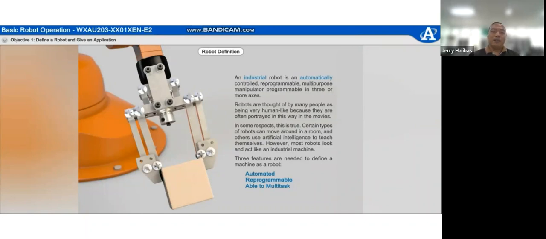Robots are thought of by many people as being very human-like because they are often portrayed that way in the movies. Some robots move around in a room, such as a robot vacuum cleaner, which is simple. Some use artificial intelligence to teach themselves, which is advanced. Let's focus on the industrial machine. There are 3 features needed to define a machine as a robot: it must be automated, reprogrammable, and able to multitask.